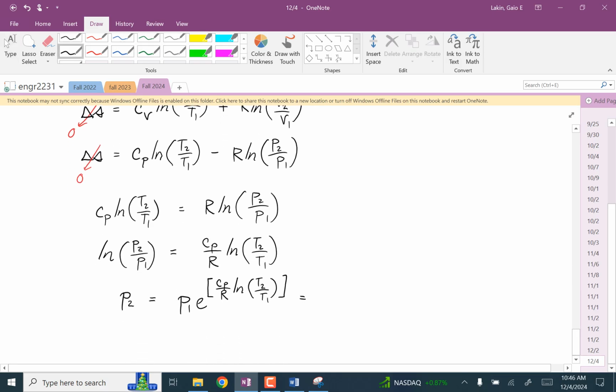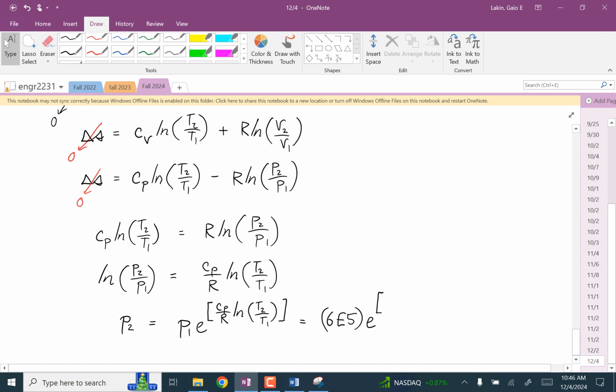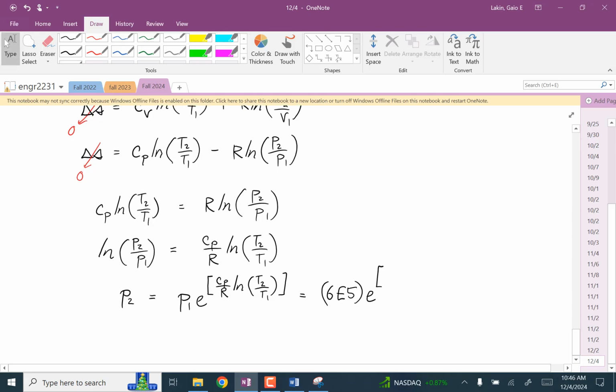So we have 6 times 10 to the 5 times E to the power of, for air. It looks like pie to the power of. Yeah, that's not how you spell pi. P-I-E. Oh no, the number, that's not how you spell the math pi. How you spell a good pie.